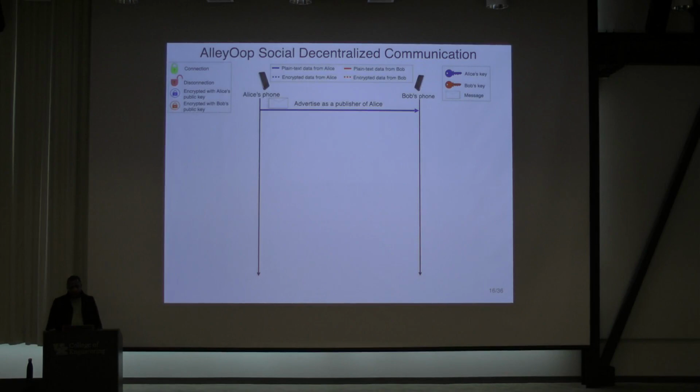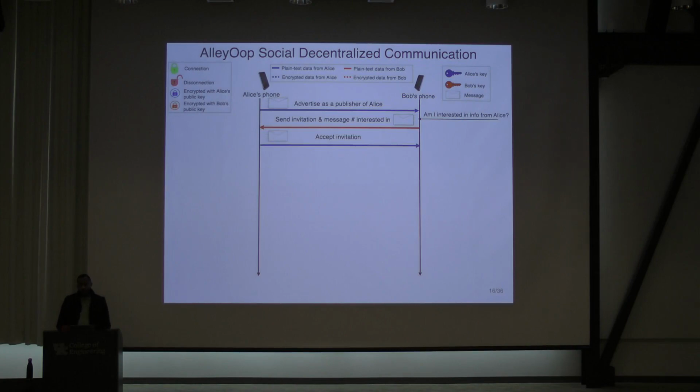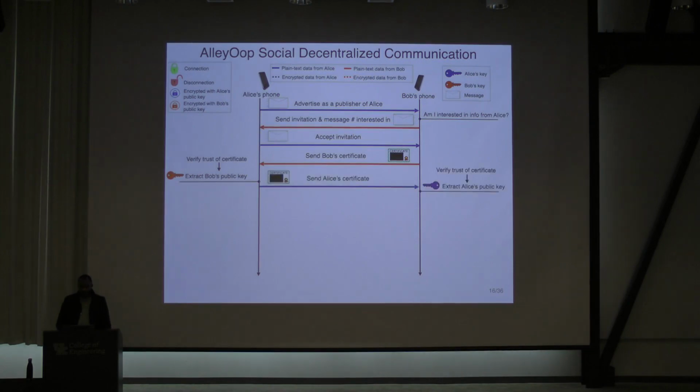So this is a scenario of how two users would disseminate information. Say Alice comes in contact with Bob. They're advertising, which here is broadcast mode. Remember I told you this works over Bluetooth and peer-to-peer Wi-Fi. So in Bluetooth, two users come in contact. Alice's device says, hi, I'm Alice. Bob says, hi, I'm Bob. Bob says, I'm interested in the information from Alice, so he sends an invitation to establish a connection. Once Alice accepts that invitation, Bob sends his certificate, and Alice does the same thing. From that, they extract each other's public key from the certificate, and now they can establish a secure connection and send any messages that are needed.